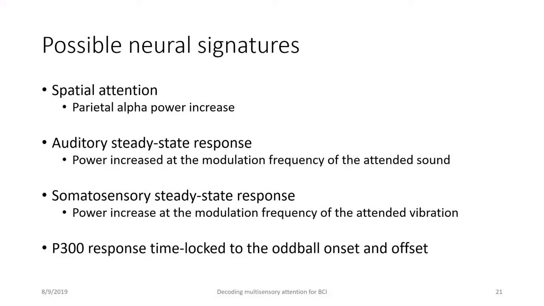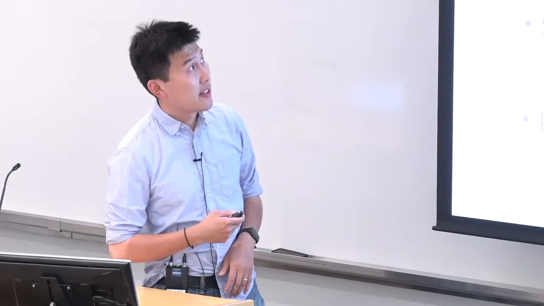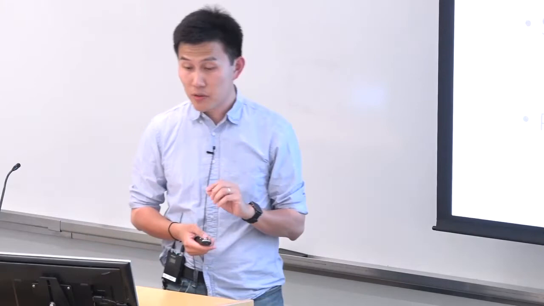There are some possible neural signatures we can find in the EEG signal. For example, as I said, if the subjects were using spatial attention, we may expect some parietal lobe alpha power increase. If they are paying attention to the stimuli itself, for sound there may be a steady-state auditory response, and for the tactile one, if they are paying more attention to the vibration, there will be a somatosensory steady-state response. If they pay more attention to the timing of the onset of the notes, there may be a P300. We don't control for that. We give the subject the freedom to use whatever strategy they want to focus better on that stream. I hope this makes the task much easier for them, and may also give us better responses in the decoding.